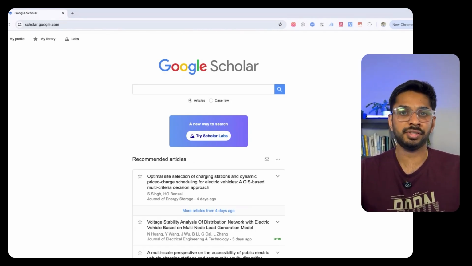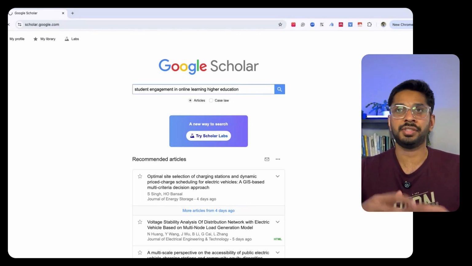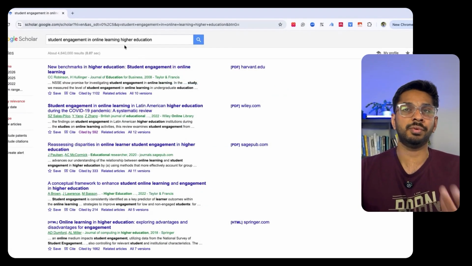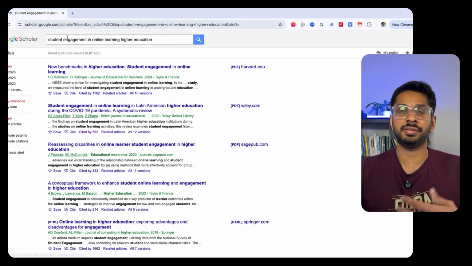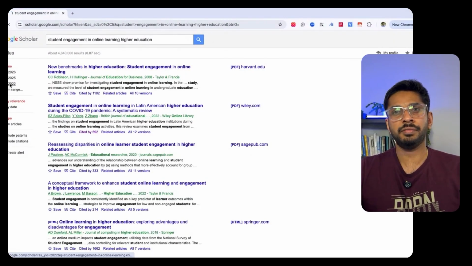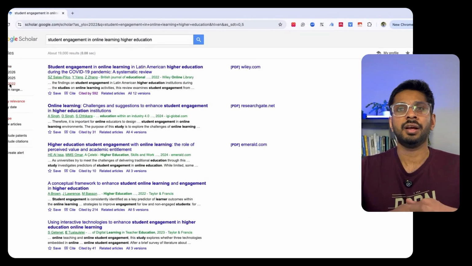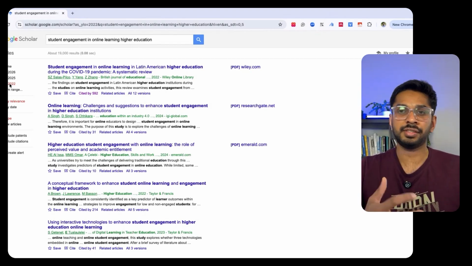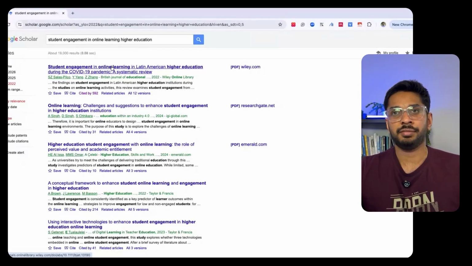Instead, I would suggest that we type something like student engagement in online learning, higher education. I know the sentence is not complete, but that essentially would bring you some literature that is relevant to the research topic. Now, what is more important is to always sort papers. Always make sure you select the papers that are more recent, preferably less than 2 years old. And then from that point, start skimming through the titles of the articles.